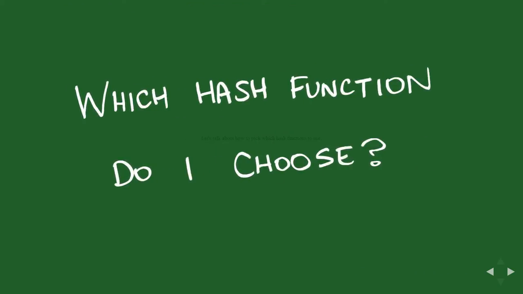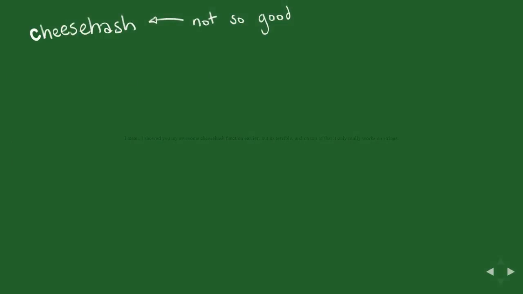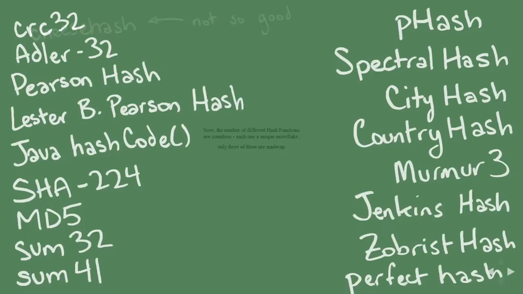So now let's talk about how to pick which hash functions to choose when you're building a data structure. I mean, I showed you my awesome cheese hash function earlier, but it's terrible. And on top of that, it only really works on strings.